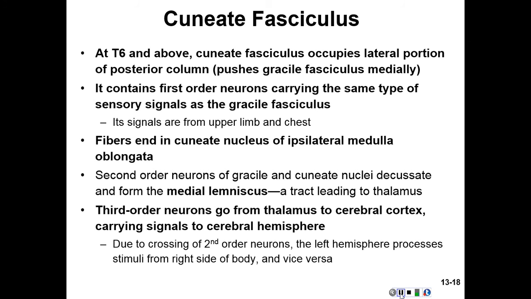So they have fibers that will terminate in the cuneate nucleus on the ipsilateral side of the medulla oblongata. Your third order neurons are going to go from the thalamus on up into the cerebral hemisphere. Remember, the second order neuron crosses over at the medial lemniscus pathway, so the left hemisphere is processing the stimuli, but it's from the opposite side of the body, such as the right side.